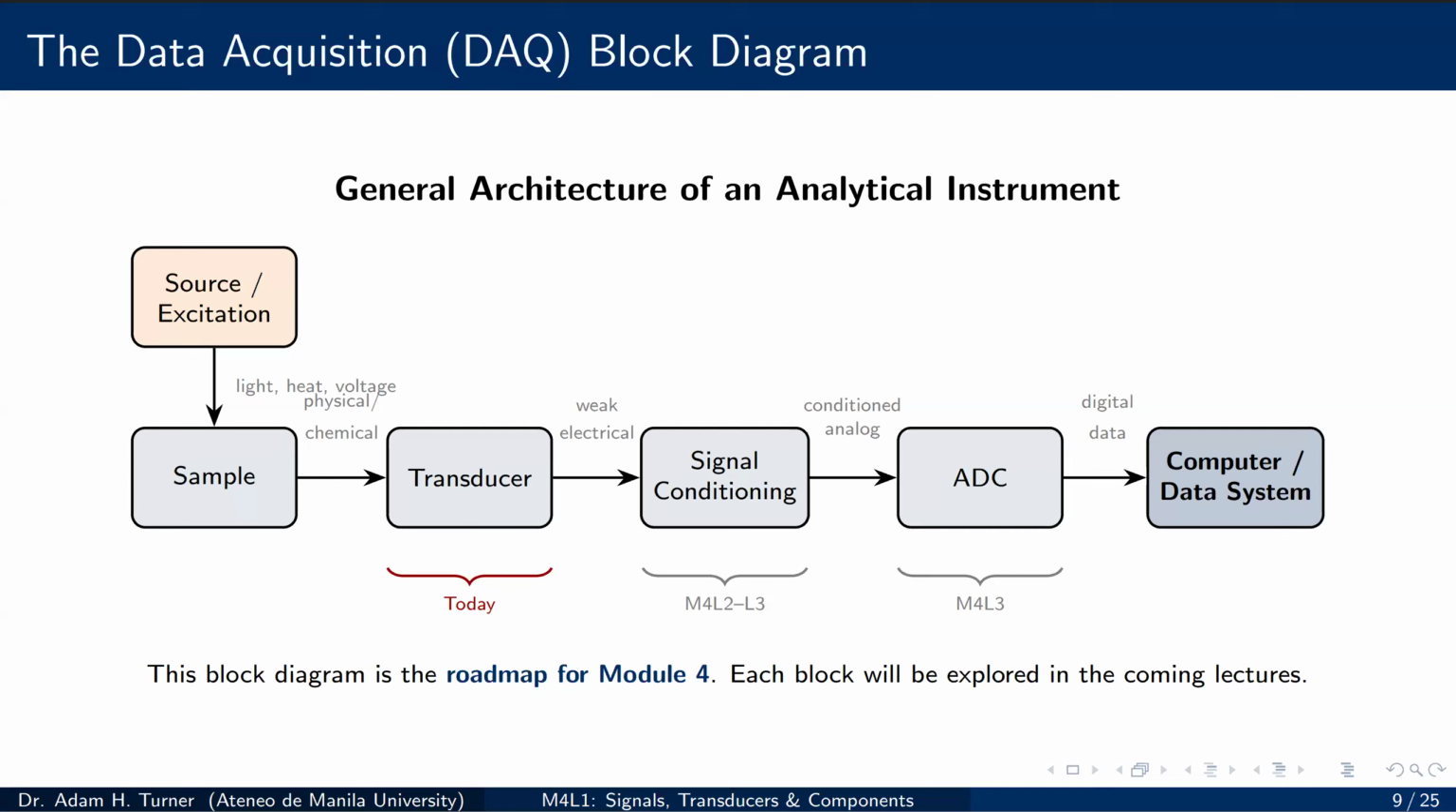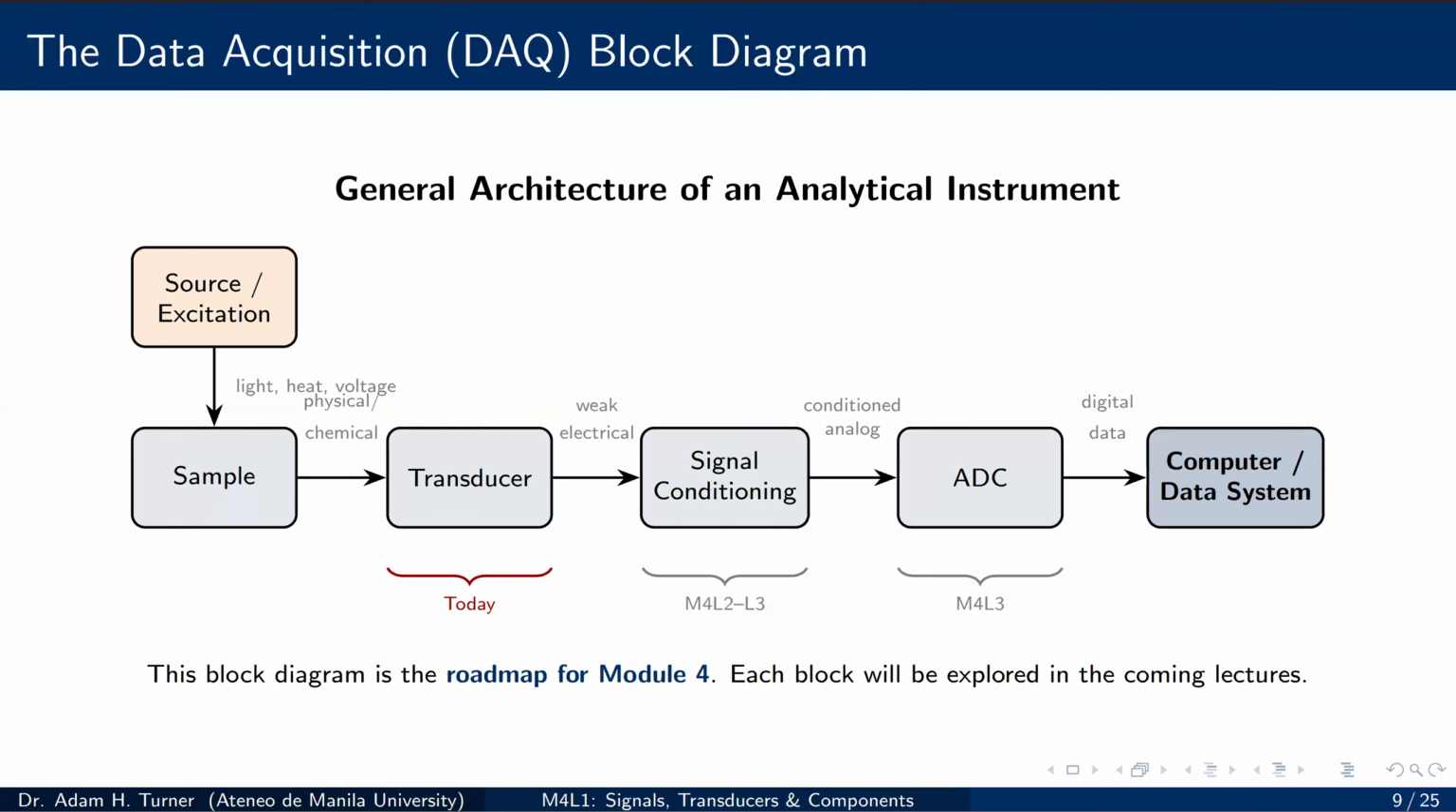a pretty weak electrical signal. That signal then goes through conditioning, such as amplification, filtering, possibly current to voltage conversion. The conditioned analog signal is then digitized by the ADC, and the digital data flows into the computer for processing and display. Now look back at the brackets at the bottom. Today we're going to be focusing on the transducer block and building the vocabulary for the components. Then lectures 2 and 3 will cover signal conditioning and ADC, and in lecture 4 we'll deal with the noise that contaminates every stage of the chain, okay?